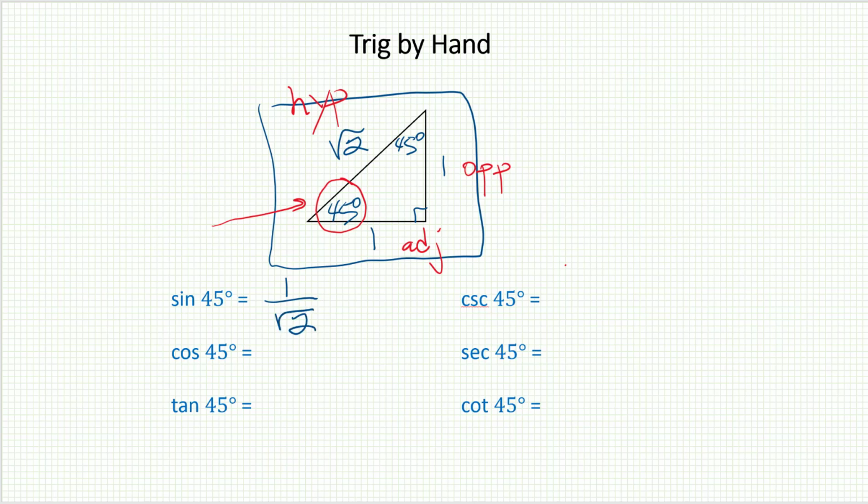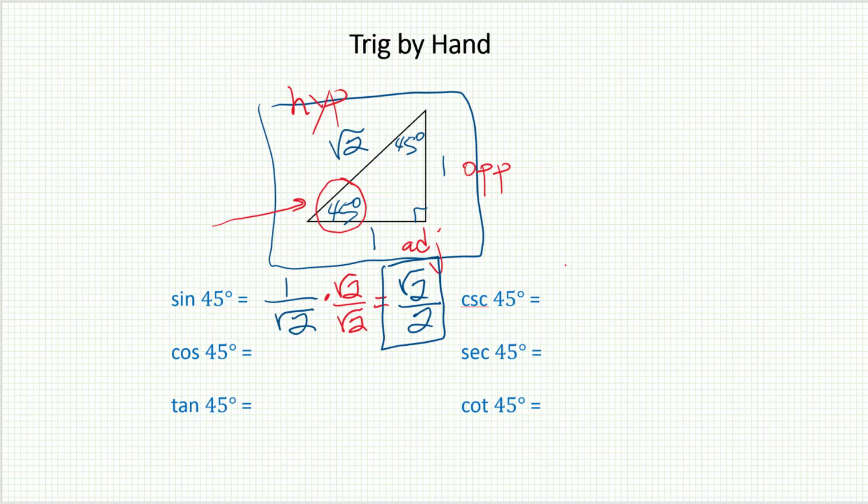Now, we always simplify our answers unless there's some reason not to. Here I need to rationalize the denominator to get a simplified answer. So multiply top and bottom by square root of 2, and I end up with a final answer, square root of 2 over, let's see, root 2 times root 2 would be root 4, which is 2. Sine 45 degrees, root 2 over 2.